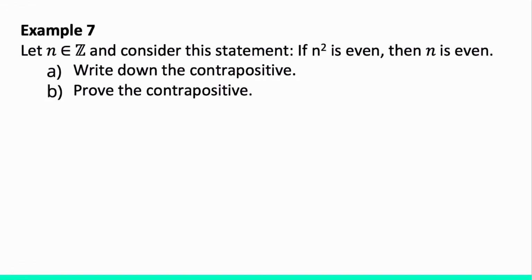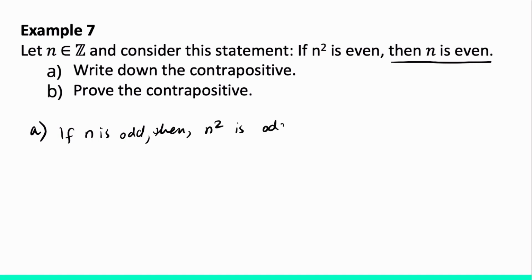So let n be an element of all integers. Consider this statement. If n squared is even, then n is even. This is what we started off with at the beginning of the lesson. So let's switch them around and negate them. So the opposite of that is, if n is odd, then n squared is odd. So we've negated both sides and we've switched around the hypothesis and the conclusion. So if n is odd, then n squared is odd.